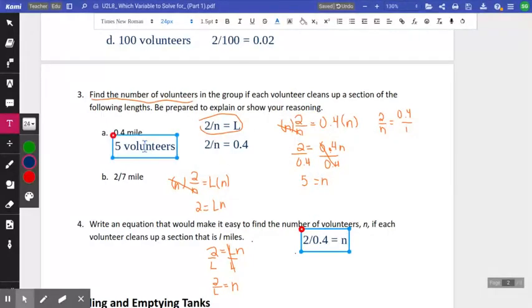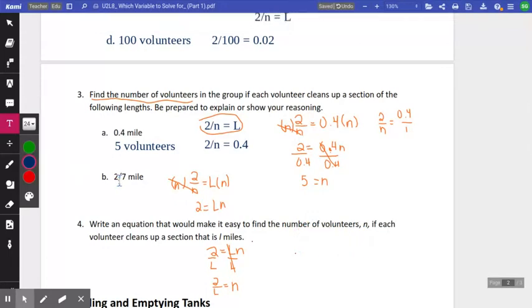So it would mean that if I gave you a bunch of different mile lengths and asked you to do this calculation, we wouldn't have to do all this solving each time. We could just substitute it in to find the answer. That's what we're going to be able to do for this last one here. So go ahead and try this one. If each person is cleaning 2/7 of a mile, how many volunteers were there?